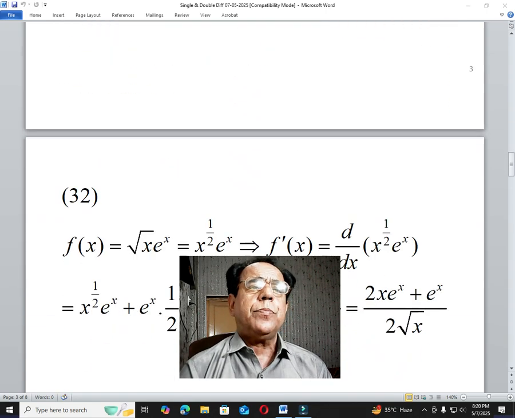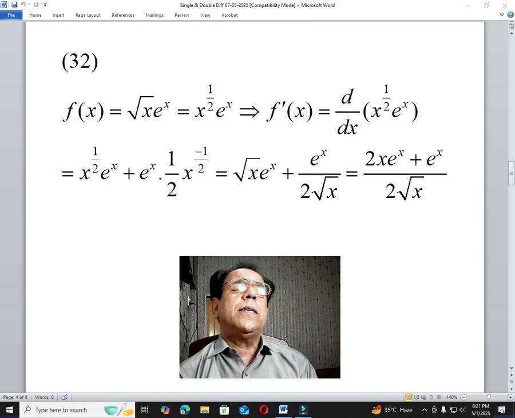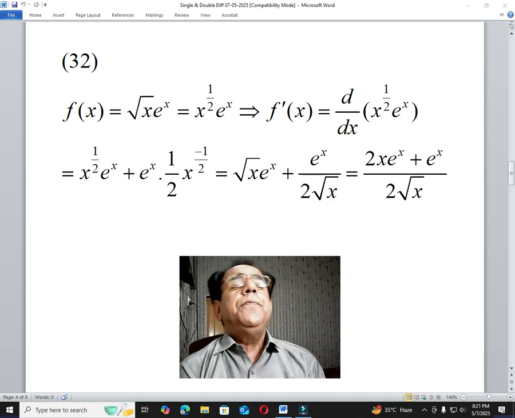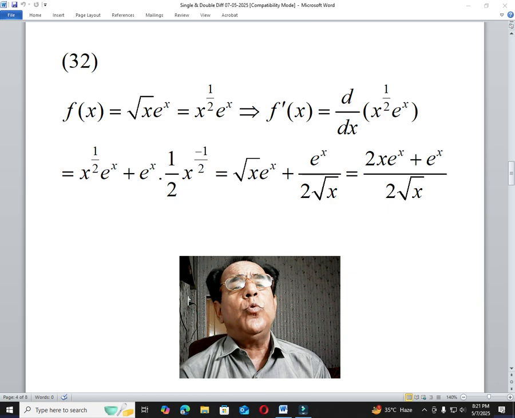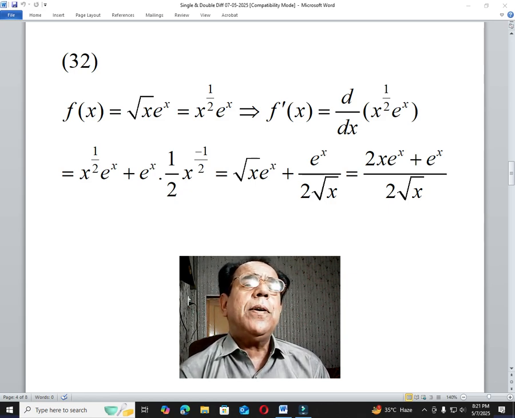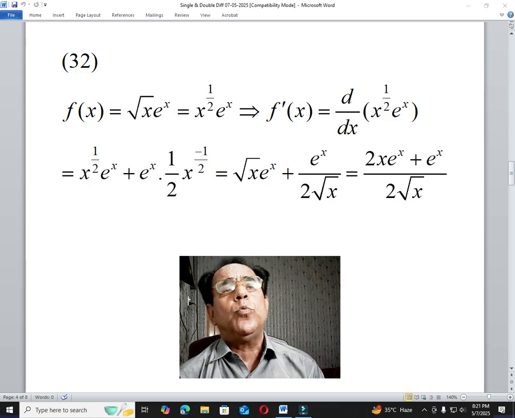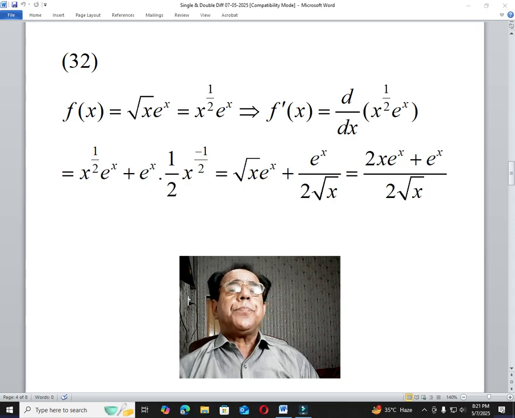Okay, problem number 32. f(x) is equal to x square root or under root e raised to power x. We know that x square root or x under root can be alternatively written in the form of power half, power 1 by 2. So we have alternatively written it as x raised to power 1 by 2 into e raised to power x.